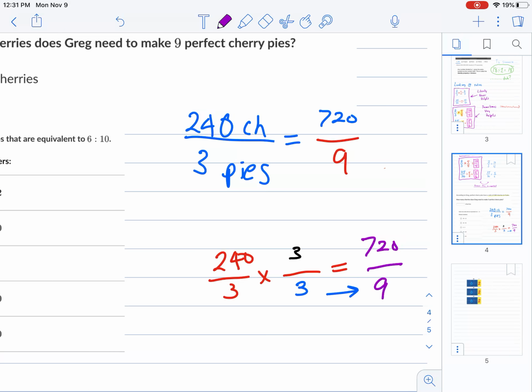So how many pies would you need? What's your answer?